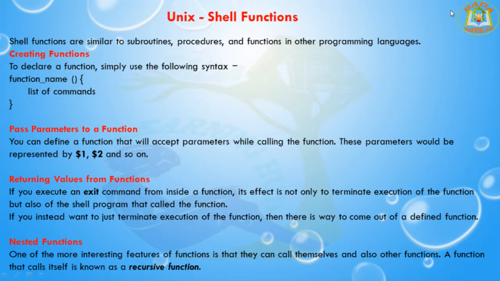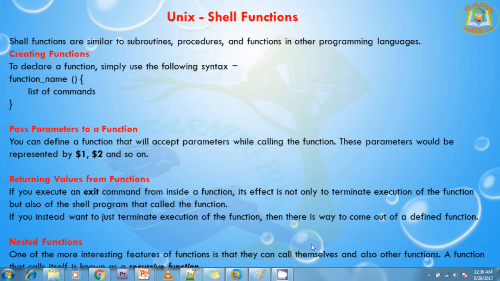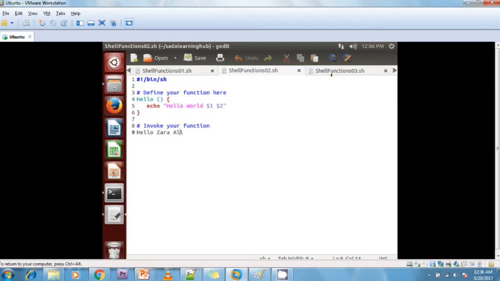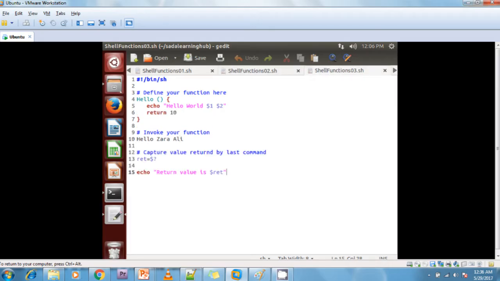Here, I am creating a function. In this function I am printing hello world. I am taking the two parameters. After that I am returning the value 10. Now I'm invoking the function by calling hello Jara Ali. Here I'm invoking the function.